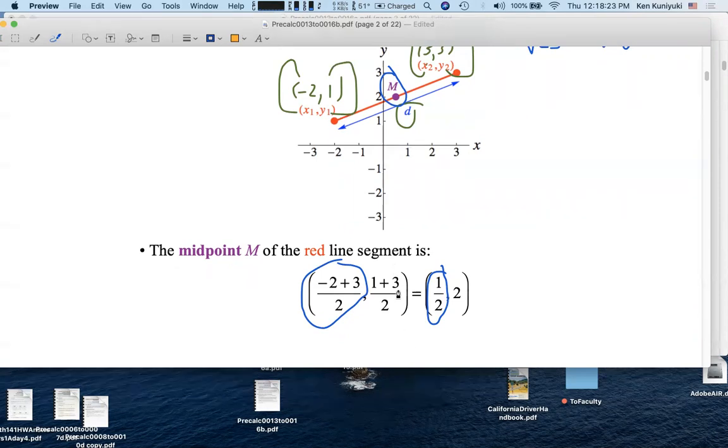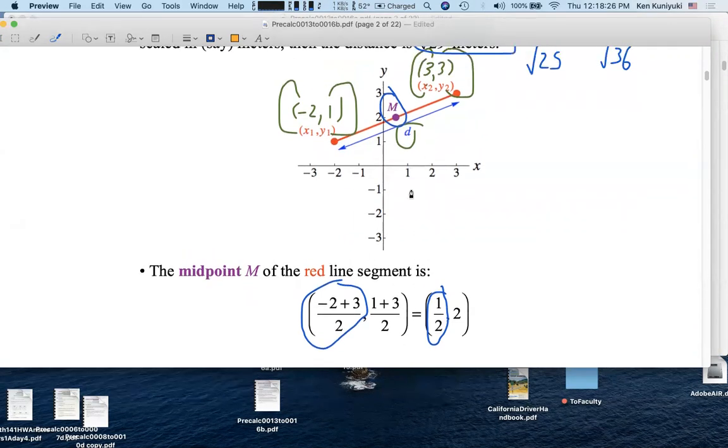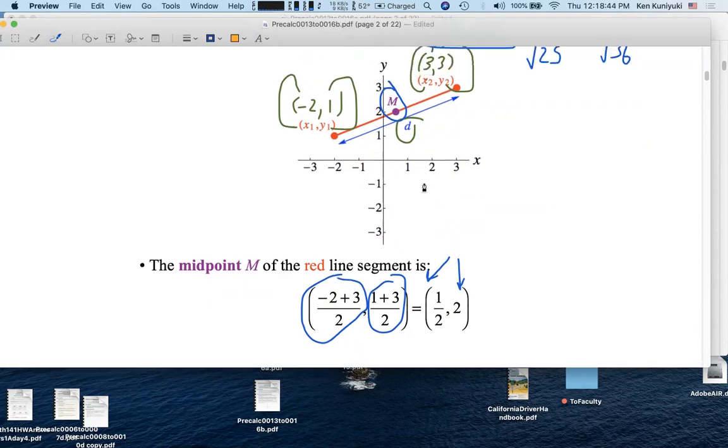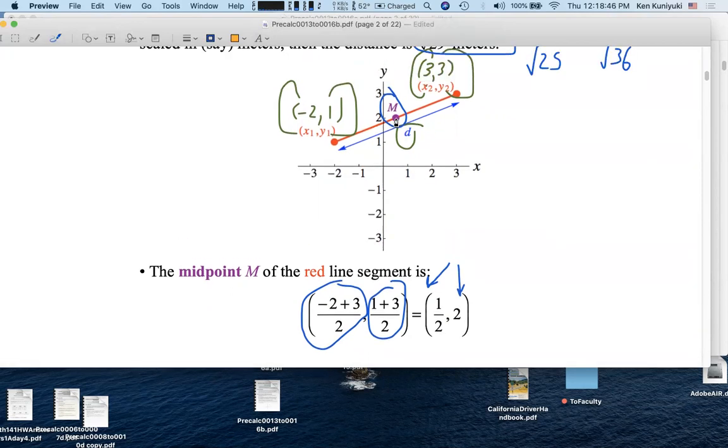Now, what about the y-coordinate of the midpoint? Well, we're going to average 1 and 3. Basically, the midpoint between 1 and 3 is 2, the average. So the coordinates of the midpoint will be given by (1/2, 2), and don't forget to surround those by the parentheses to indicate an ordered pair. 1/2 is the x-coordinate, 2 is the y-coordinate, which makes sense. We're in quadrant 1, where both x and y coordinates are positive.